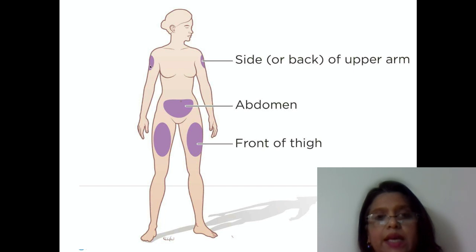Now these are the sites where we give insulin injections. So there are some synthetic injections. They could be given subcutaneously on the arm, or on the belly fat, or in the front of the thigh. Okay.